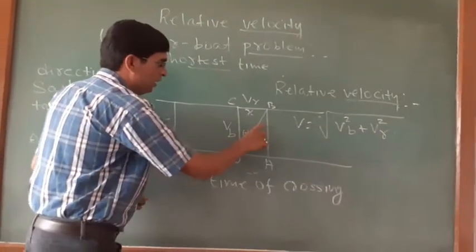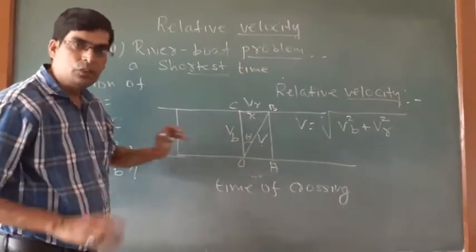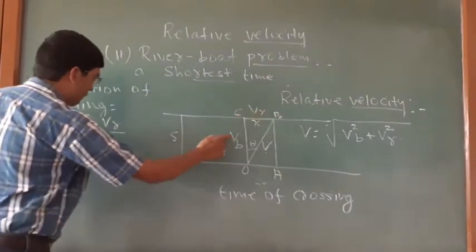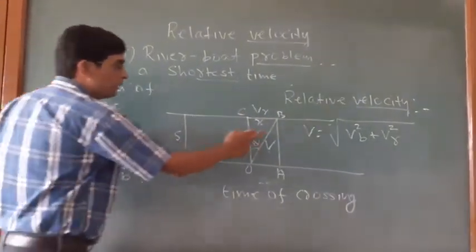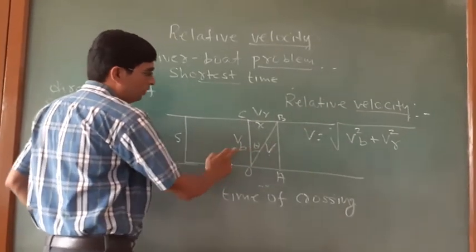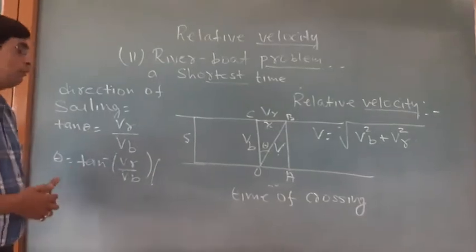The hypotenuse square equals perpendicular square plus base square. You can pause the video and work it out for yourself also. Because the direction is P by B, and the relative velocity is the hypotenuse: hypotenuse square equals perpendicular square plus base square. That is solved. Now, what is the time of crossing?